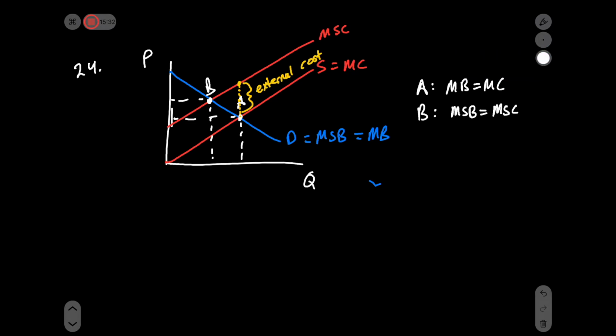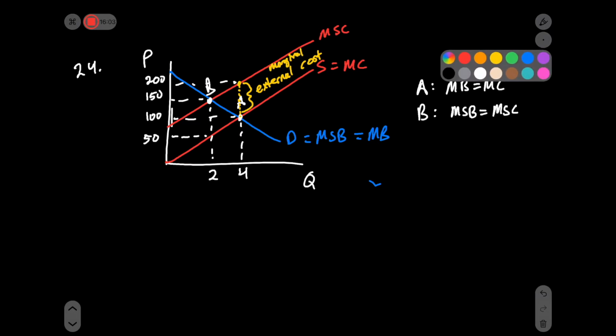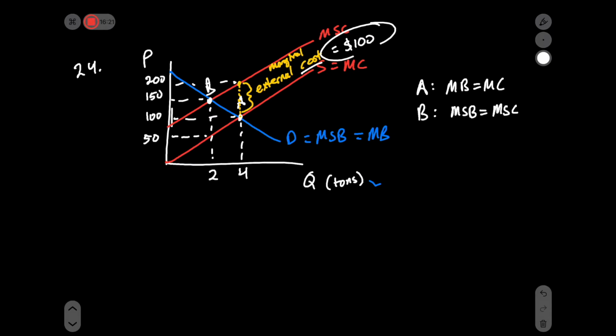Let me fill in the numbers we're given here in the problem. It's 4, 2, and this is 100, 150, and 50 we're given. And this is 200. Okay, so clearly we have an external cost at a quantity of 4. We could call this our marginal external cost, and it is equal to $100 per ton. These are measured in tons at a quantity of 4. So that should be our answer. That there is a marginal external cost equal to $100.